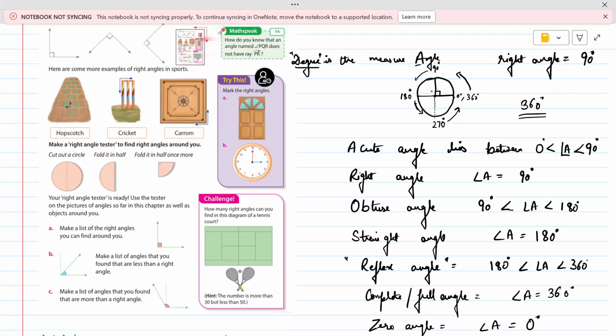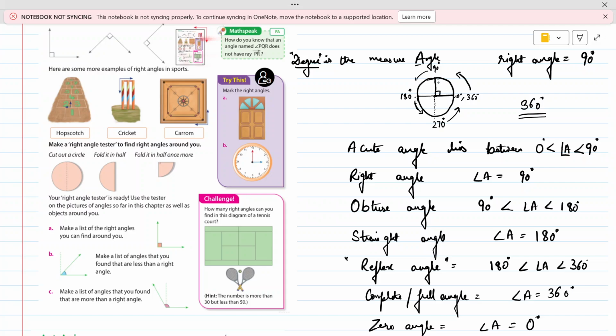So a complete circle is of 360 degree. When we start from here, this is at 0 degree. From 0 to 90, in between 0 and 90, we have acute angles. At 90, we have right angles. From 90 to 180, that is in between 90 and 180 degree, we have obtuse angles. And any angle which is greater than 180 but less than 360, here we have reflex angles.